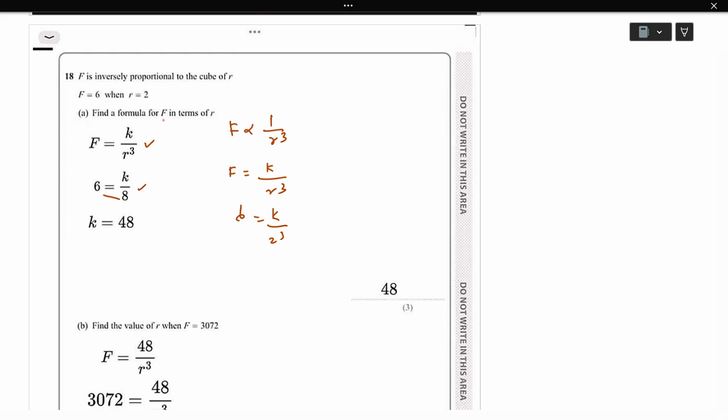We need to leave the answer f in terms of r. So we write f equal to 48 over r cube, since we have to substitute k here.